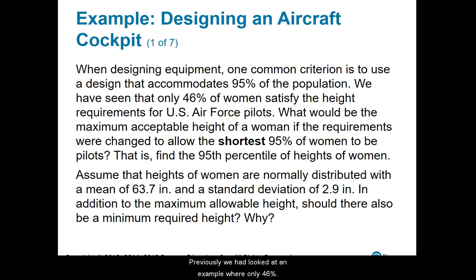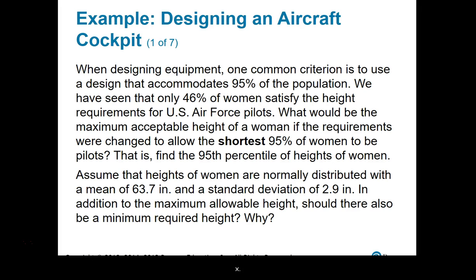Okay, so previously we had looked at an example where only 46% of women were able to satisfy the height requirement for U.S. Air Force pilots. What would be the maximum acceptable height of a woman if the requirement would allow the shortest 95% of women to be pilots? That is the 95th percentile height of women. Now notice that this says the shortest 95%, so there's no lower limit on the height of a woman, but there is an upper limit. So let's figure out what the z-score would be for that. We would have a probability of 0.95.